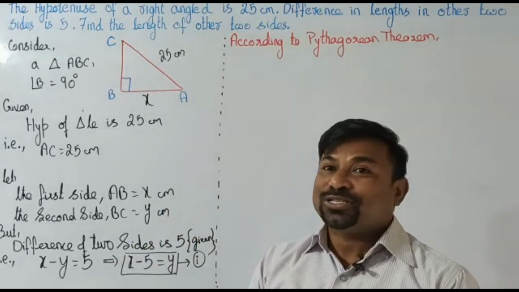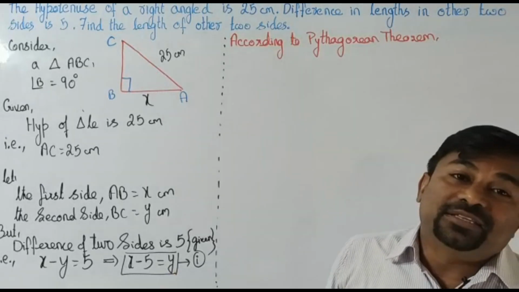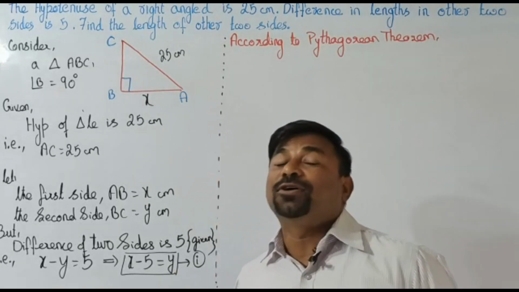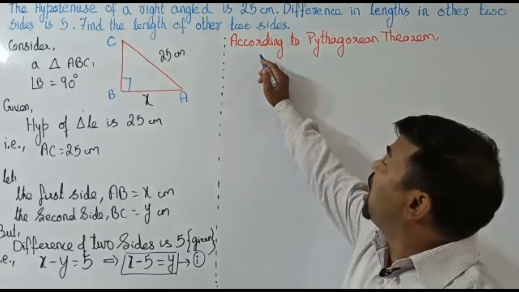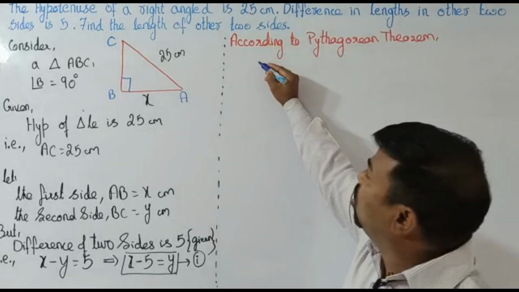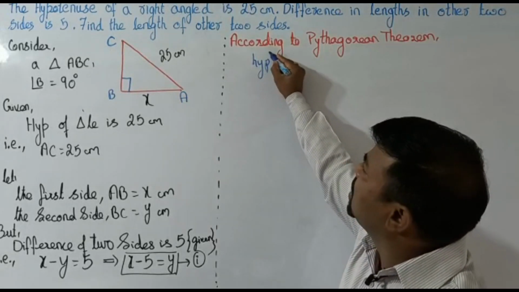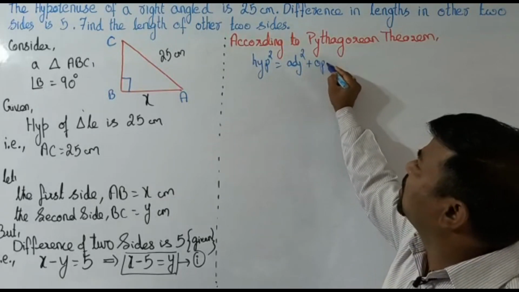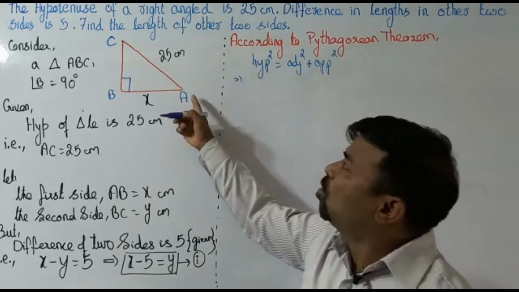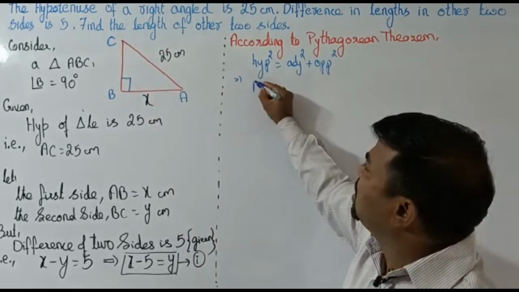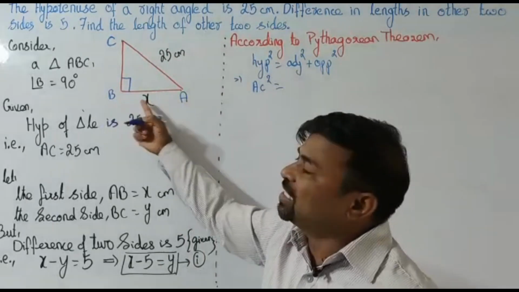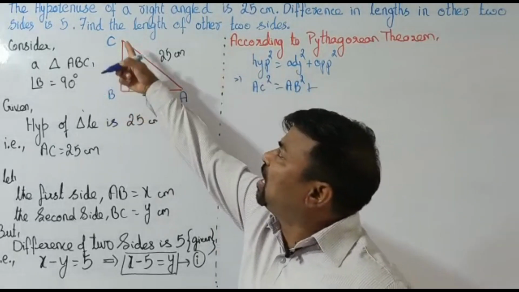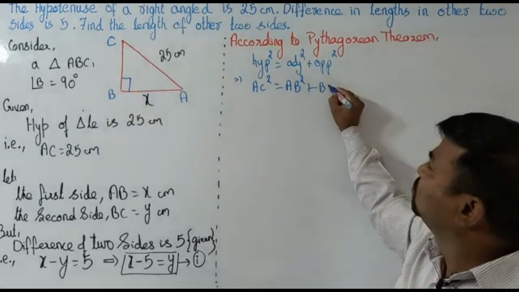Okay, so we got the replacing relation, but we haven't set up the quadratic equation yet. Quadratic equation means obviously we have to raise the power to 2. According to the Pythagorean theorem, as we all know, hypotenuse square equals adjacent square plus opposite square. This is the formula we have. So what is the hypotenuse here? Obviously AC square, which equals the adjacent side, AB square, plus the opposite side, BC square.